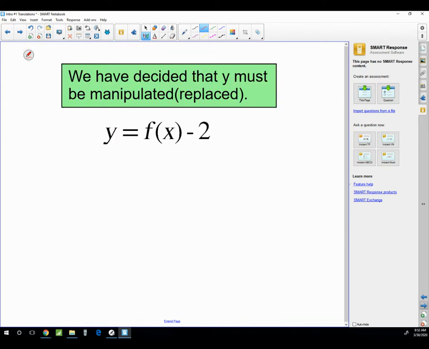Let's move on. We've decided that y must be manipulated or replaced in this problem because the minus 2 is not in parentheses with x.